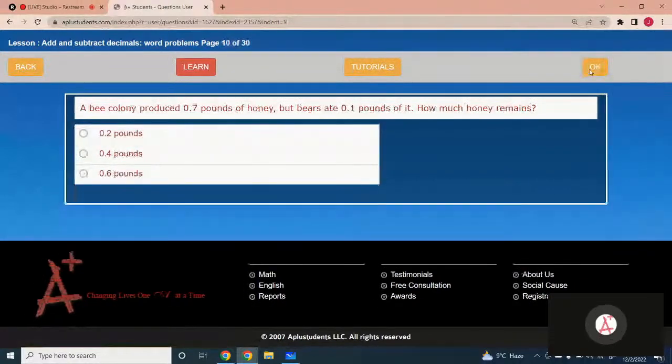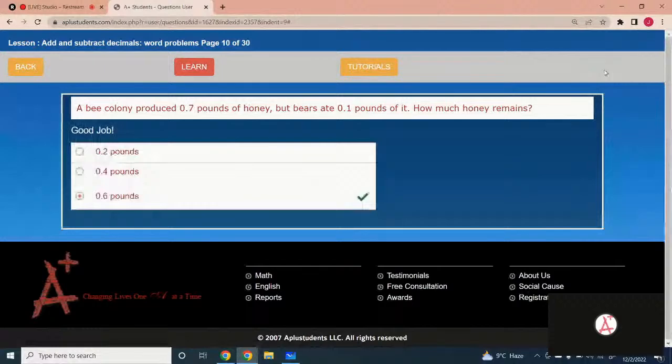Okay, the next one is: a bee colony produced 0.7 pounds of honey, but bears ate 0.1 pound of it. How much honey remains? You have to subtract them. 0.7 subtract 0.1 is, very good, it would be 0.6 pounds. Got it. So just select the correct option and click on the OK button.